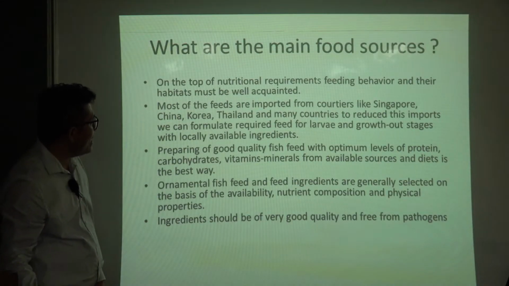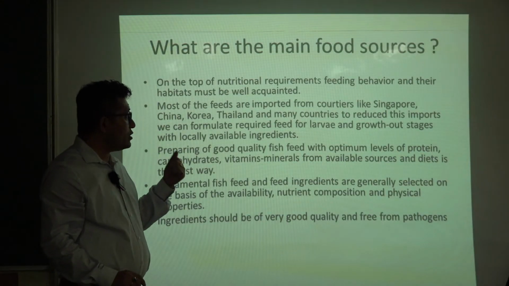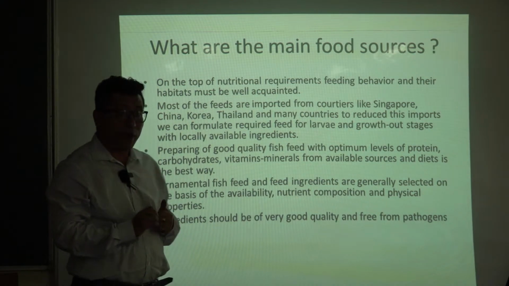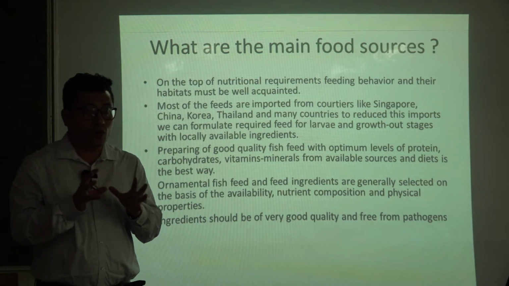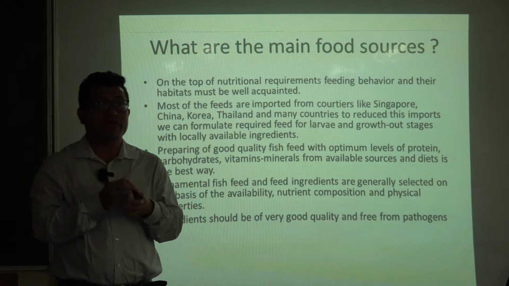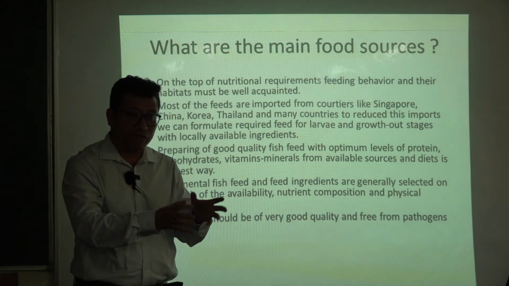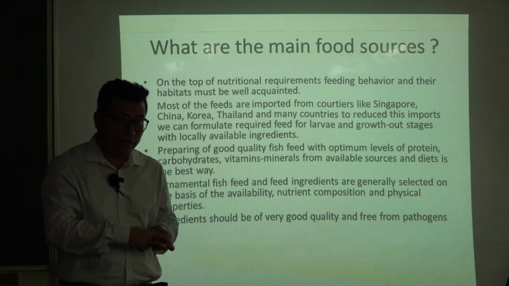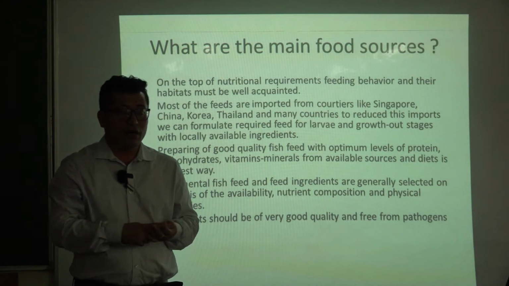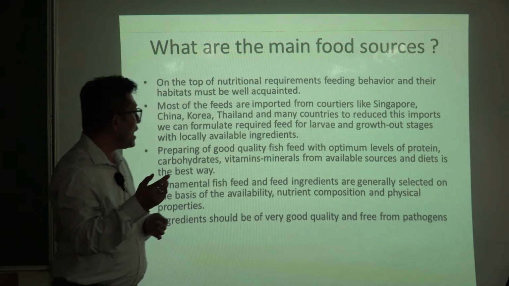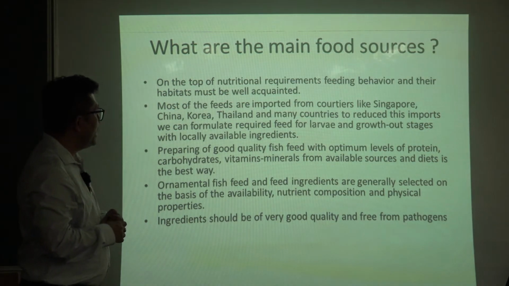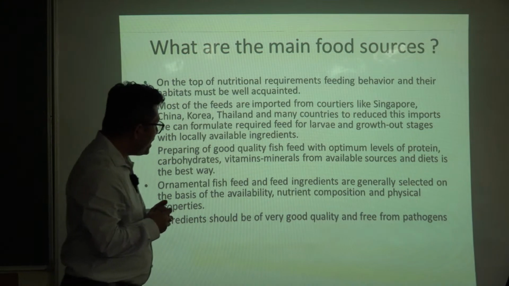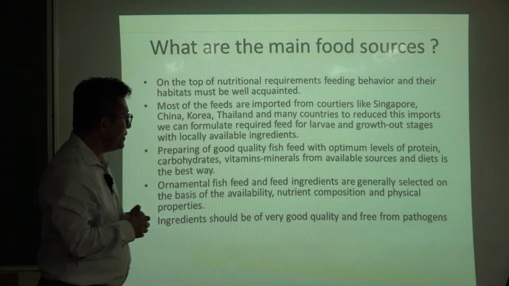Next, on top of the nutritional requirements, feeding behavior and habits must be well understood, because you also need to know about the feeding behavior before preparing a diet for a particular fish. As I told you, you have to look at whether they are omnivore, herbivore or carnivore, and also at their habitats.